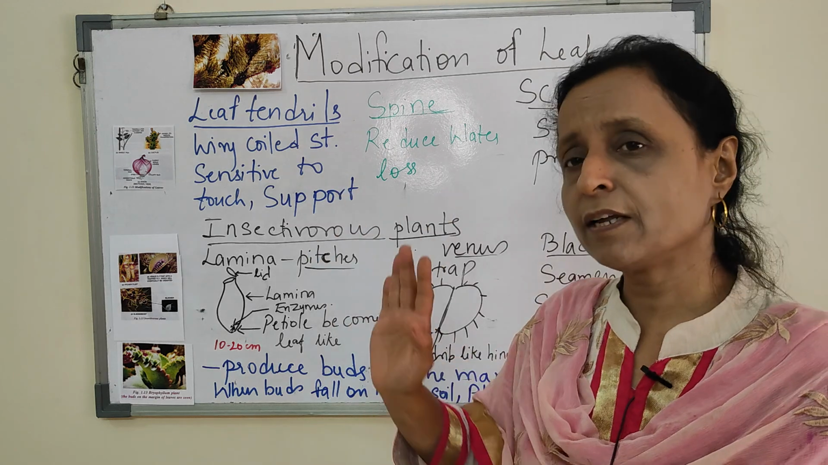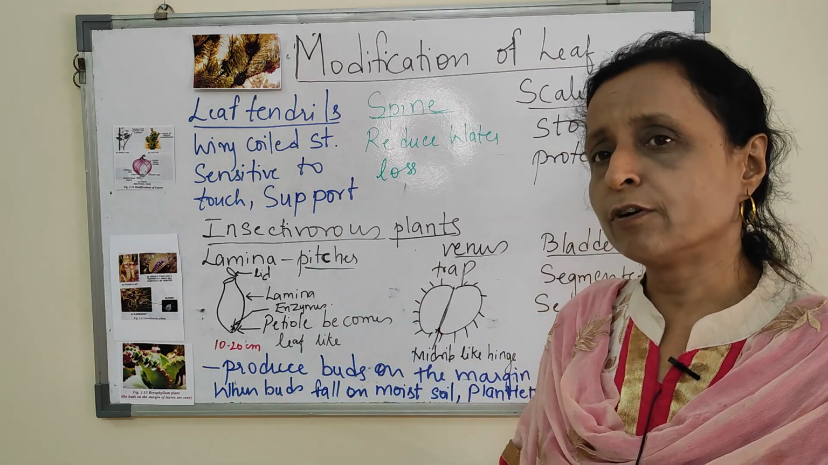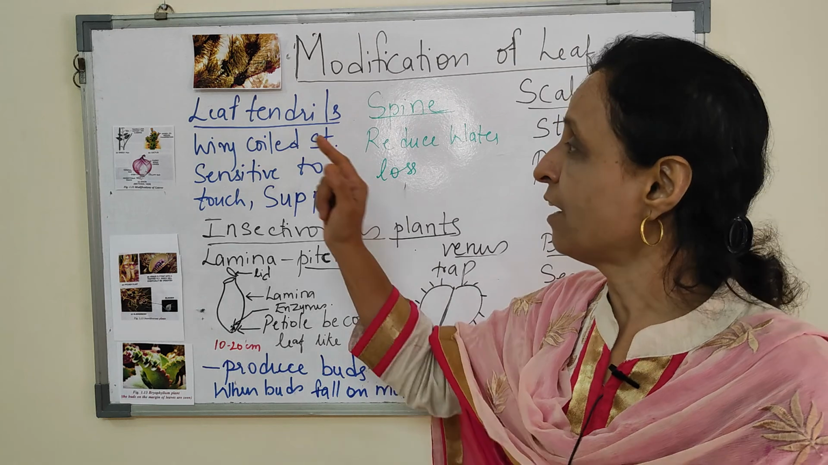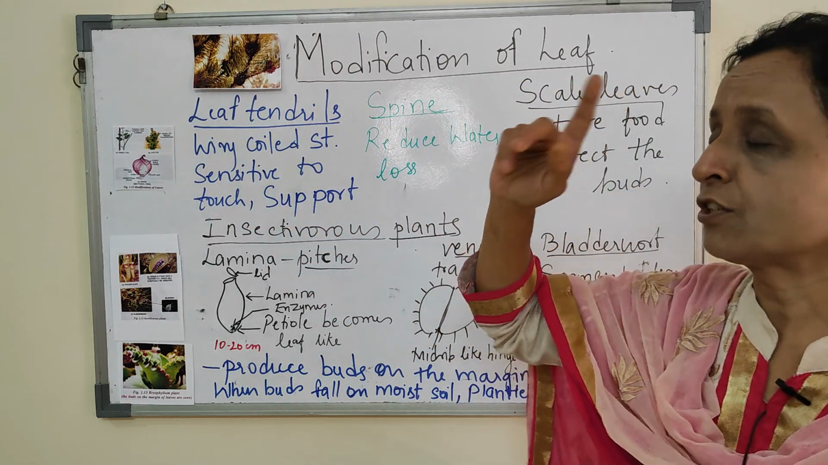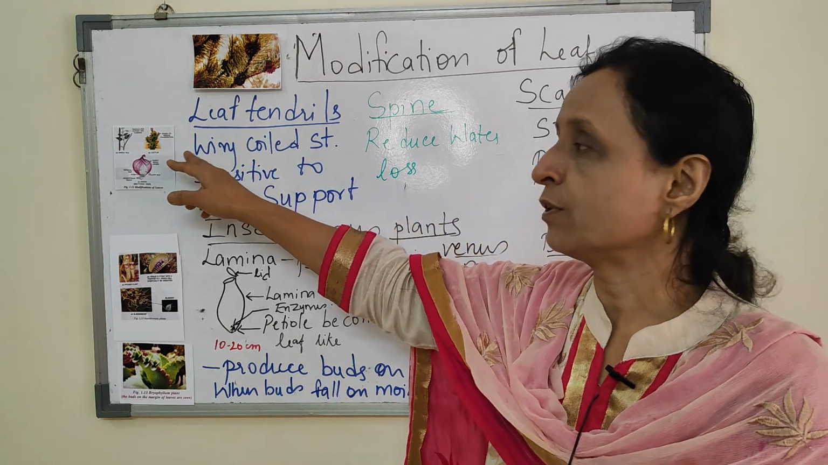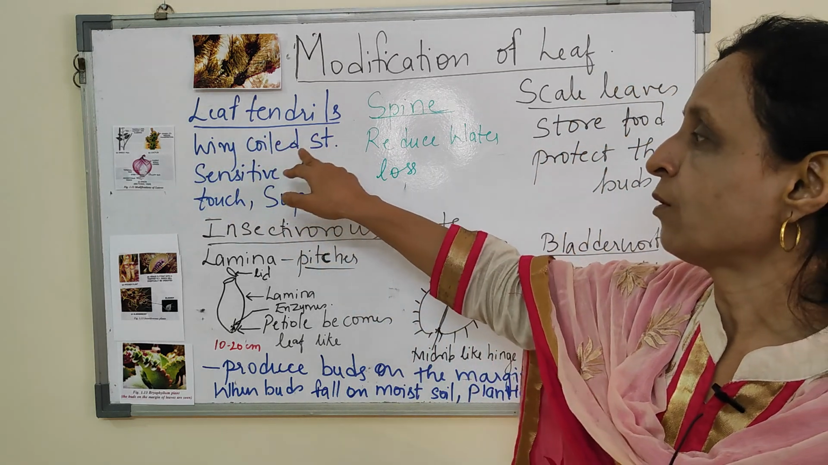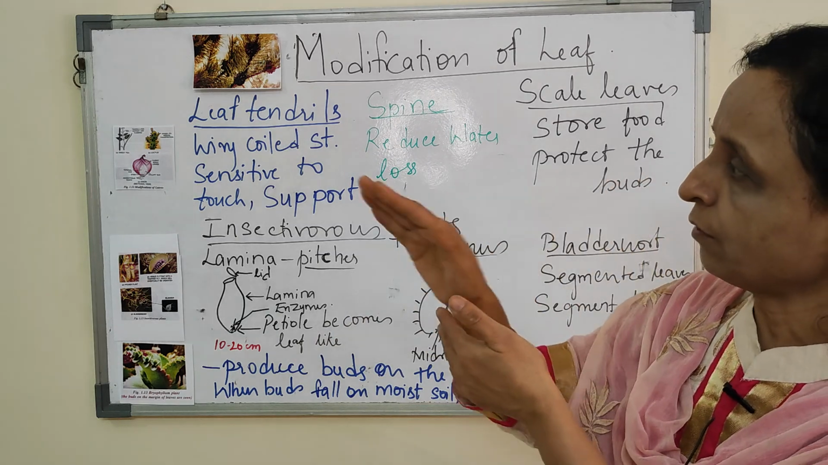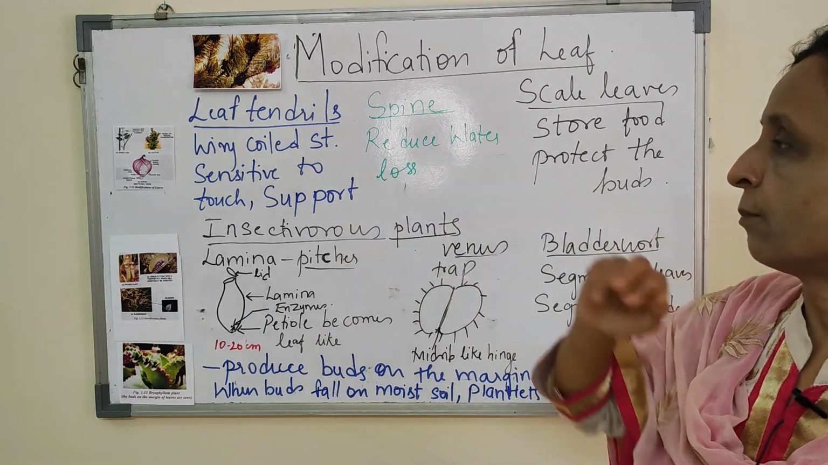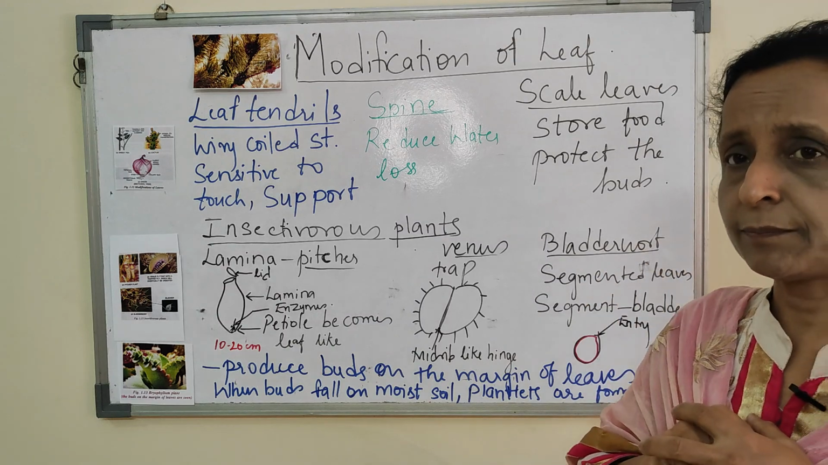They have normal leaves which can carry out photosynthesis, but in addition they have tendrils. Tendrils are modified leaf structures which give additional support to the plant. So there's a wiry coil structure, sensitive to touch. Whatever they touch, they grow on that. That gives support. That's the modification.